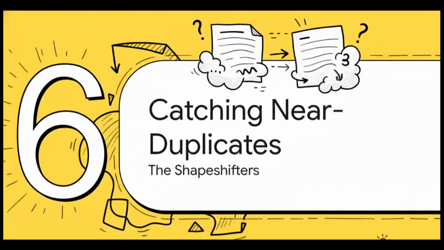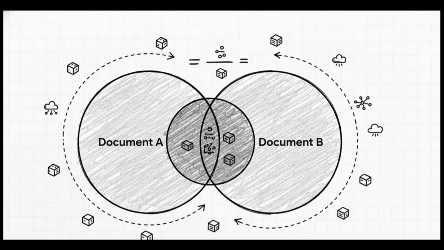Part 6. Catching near duplicates, the shapeshifters. Okay, exact copies are handled, but what about the final boss of data curation, the shapeshifters? What happens when a duplicate is just missing a comma, or someone swapped out a single word? An exact hash will completely miss this. It'll just see them as totally different documents.